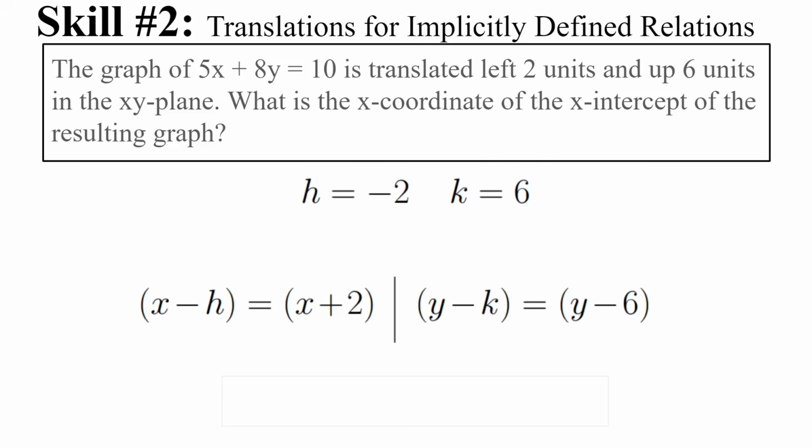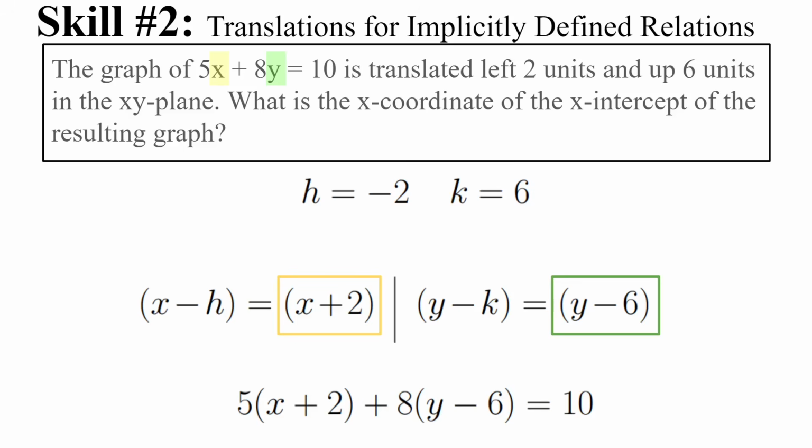And now remember our strategy. We're going to replace all the x's with the x minus h, which in this problem is x plus 2. And we're going to replace all the y's with y minus k, which in this problem is y minus 6. So we get this new relation: 5 times (x plus 2) plus 8 times (y minus 6) equals 10.